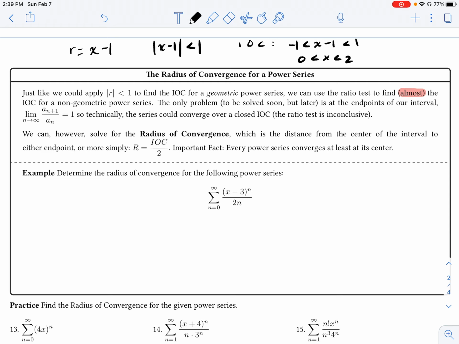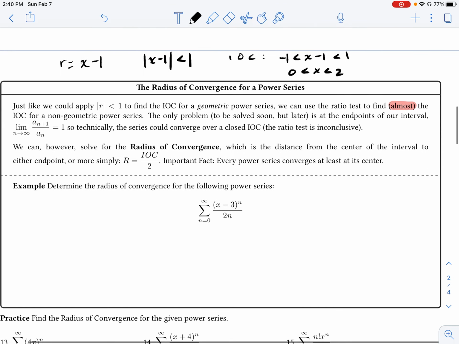But at the same time, since we know our ratio test, we can say, all right, when the limit of our ratio is less than 1, then we know the series is going to converge for those values. And so we can come up with, at the very least, the distance between the center where the function is centered and the endpoint of its interval of convergence. That is to say, we call this the radius of convergence here.